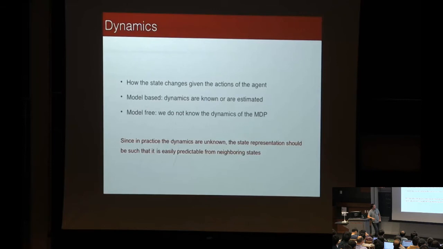So now let's look at the dynamics. How does the state change given the actions of the agent? There are two approaches, and there's a big debate between them. There is a model-based approach, which basically says the dynamics are known or are estimated. In other words, you're trying to estimate the distribution of the next state given your current state and the action.